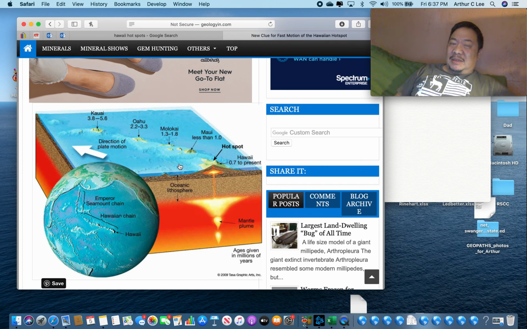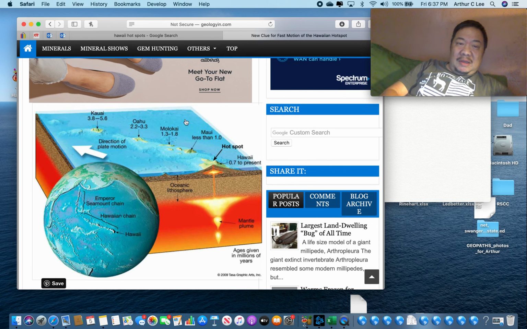These hotspots explain something quite interesting. Volcanoes almost always occur at plate boundaries where you have subduction. But some volcanoes are found in the middle of plates. And the reason why they're found in the middle of plates is because of these mantle hotspots. Here you can see the big island of Hawaii. There's Oahu, Honolulu's there, Maui, Molokai, and Kauai.